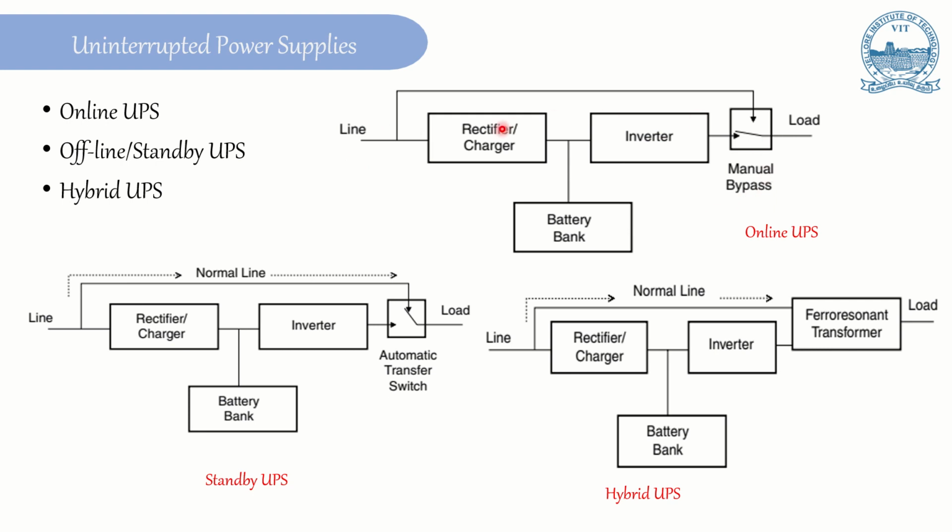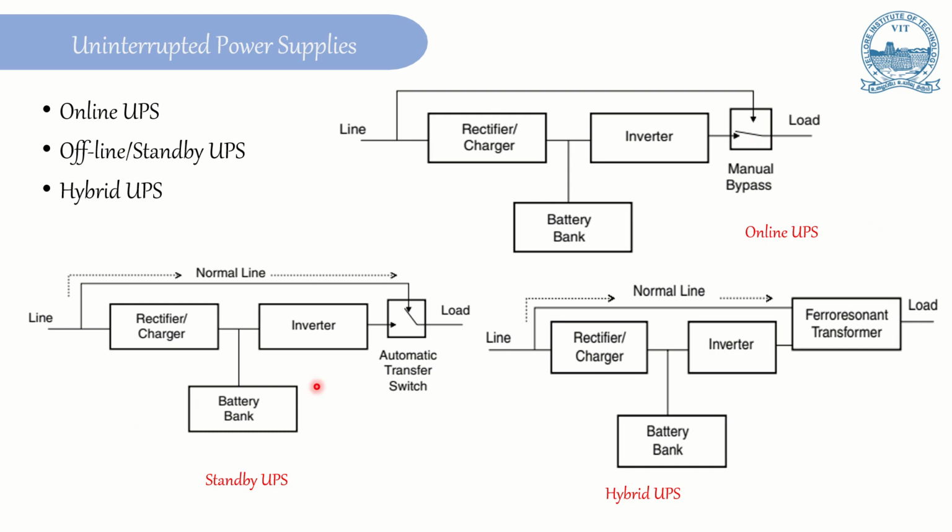So one disadvantage of this online UPS is that the cost incurred will be more. Why? Because as long as the load is connected, the rectifier and the inverter will be under operation always. So when the duty cycle of these devices is more, then the cost of this equipment also will be more, and it requires high expenses. So that's why the cost of online UPS is more.